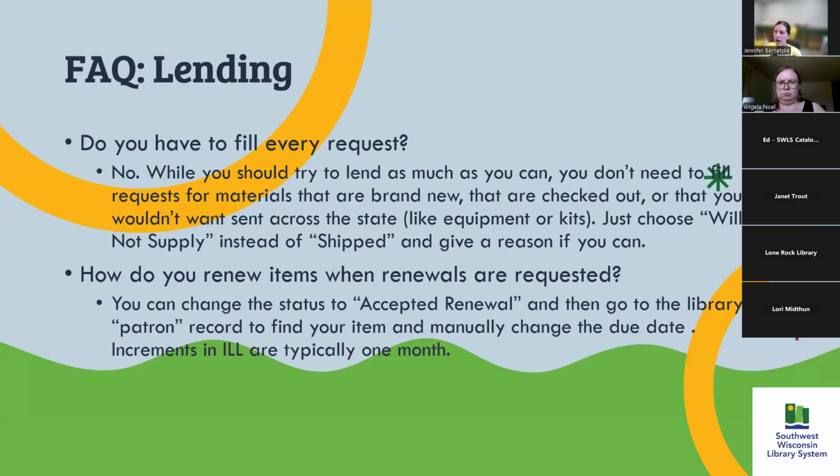So how do you renew things when renewals are requested? If a library requests a renewal on your item, you can change the status on that to accepted renewal, and then go to the library's patron record. So if it's, I don't know, La Crosse Public Library, you'll have to look La Crosse Public Library up in our catalog as if they were a patron, and you can find your item and manually change the due date. If you click renew, it should be 4 weeks. That's typically what we agree to lend.